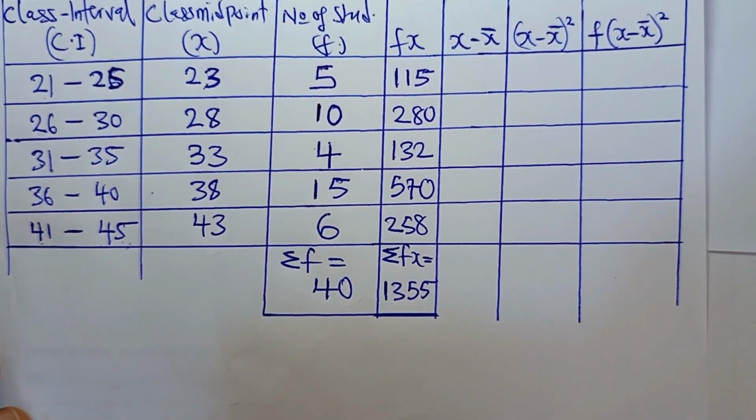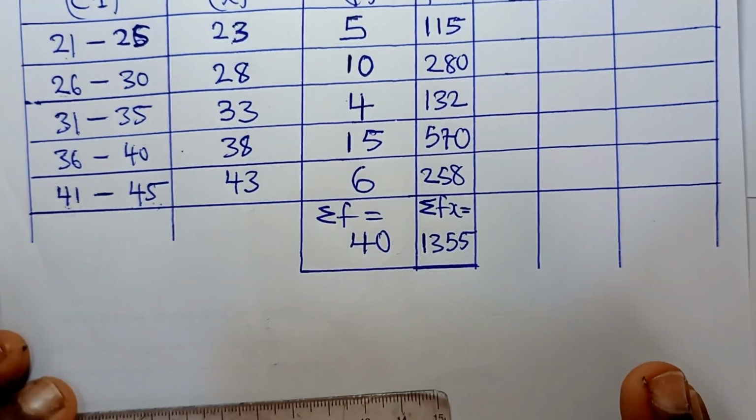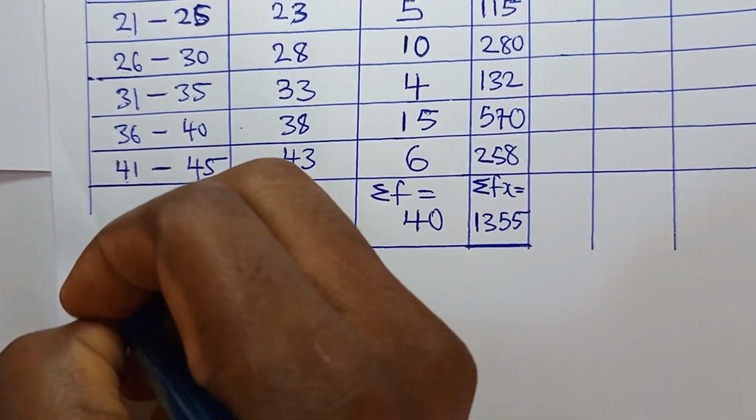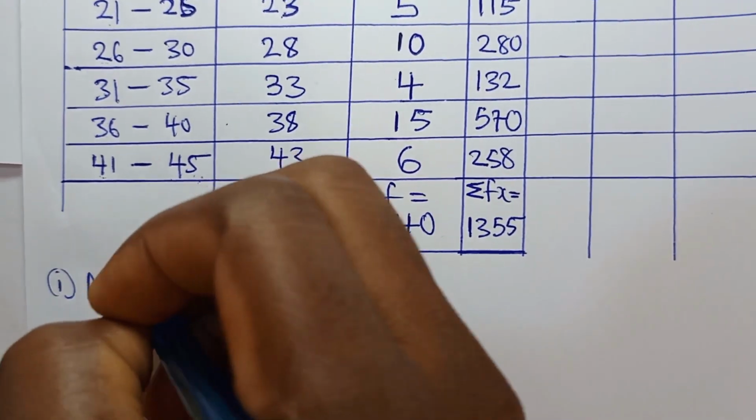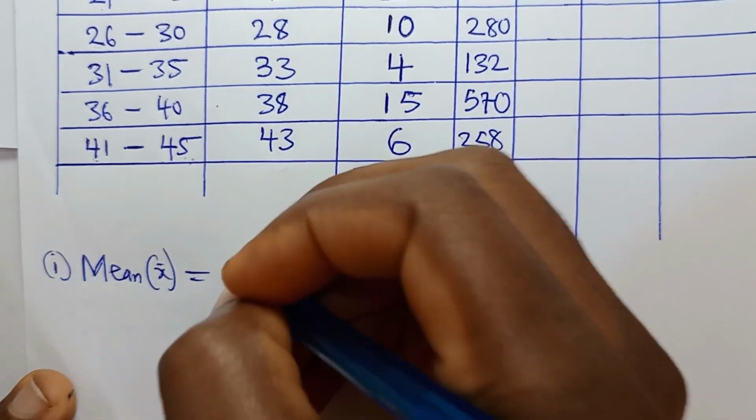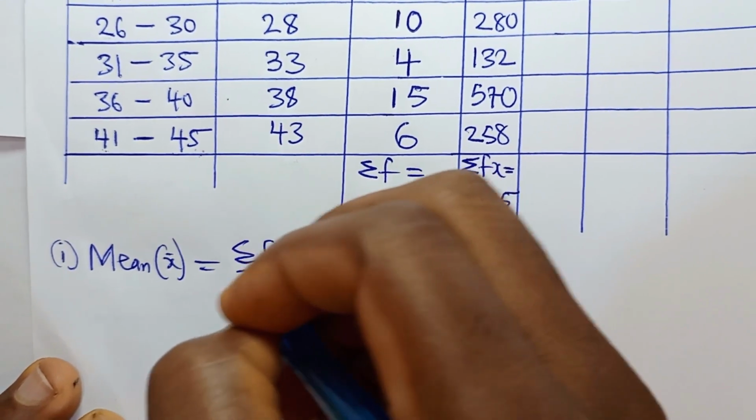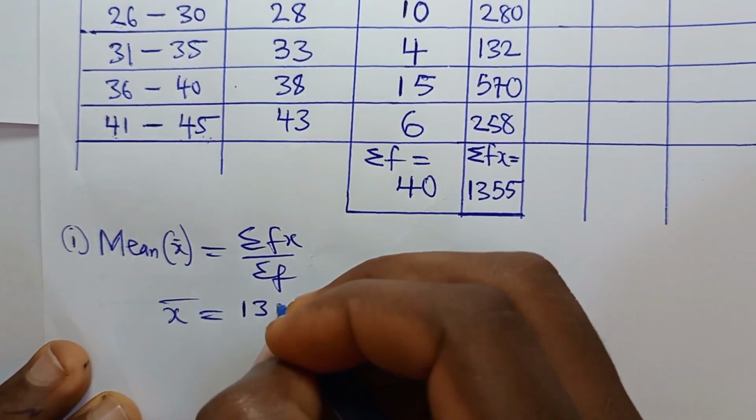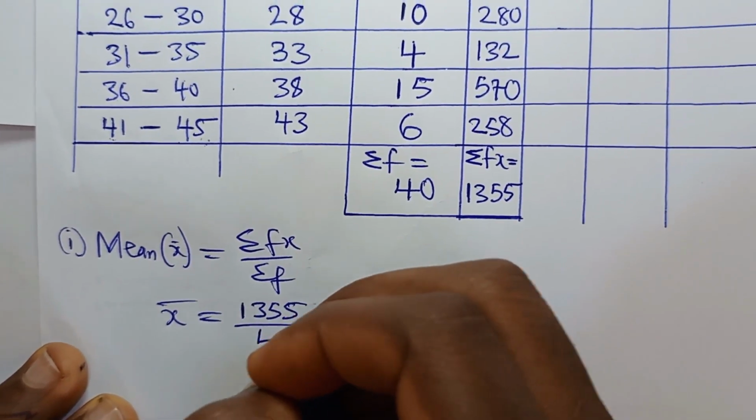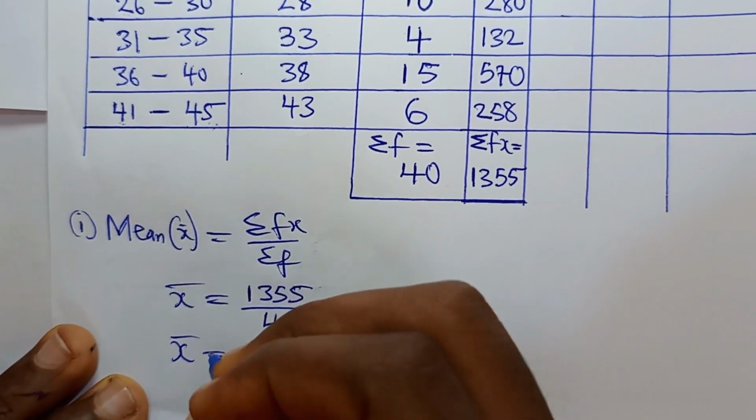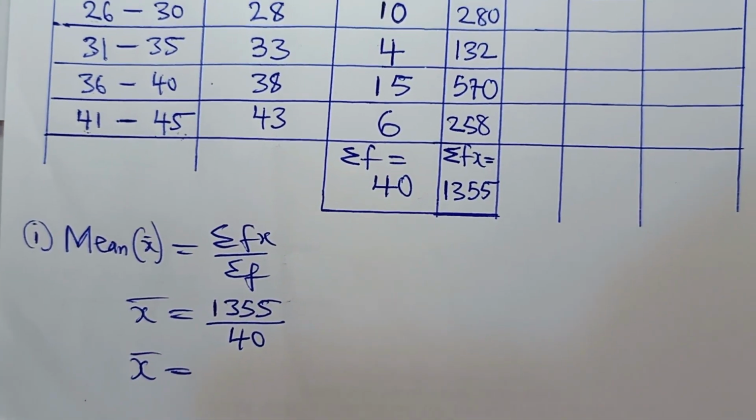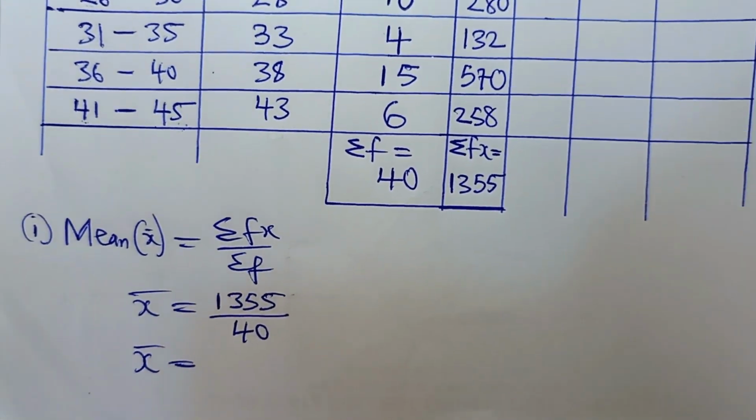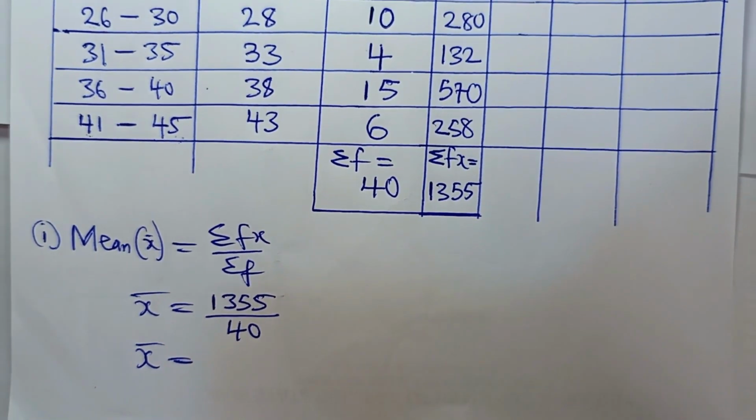So with this, I will now come and calculate my mean here. That is the first part of the equation, which is the mean. I'll come here and say that mean is equals to summation of fx all over summation of f. So what is the mean? The mean is 1355 divided by what? 40. So what is the mean? So I will divide the answer we got by what? By 40. When I divide it by 40, I will have 33.875.